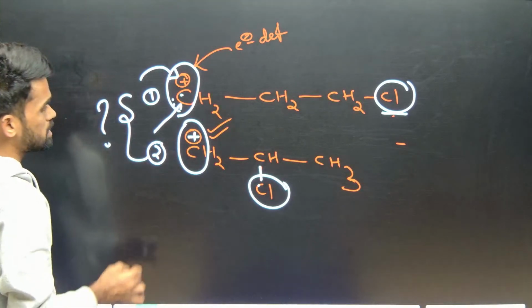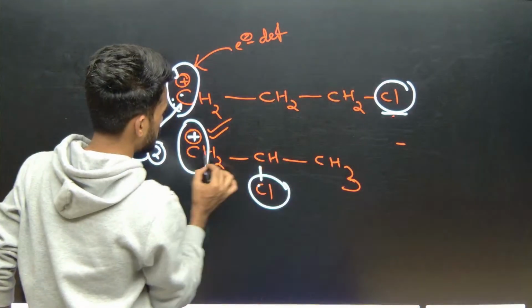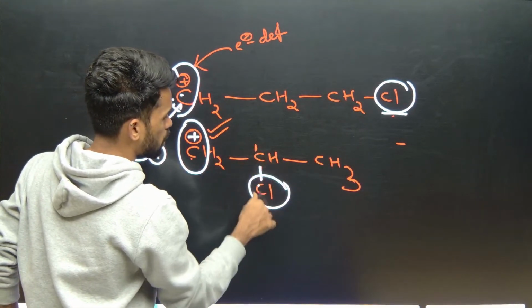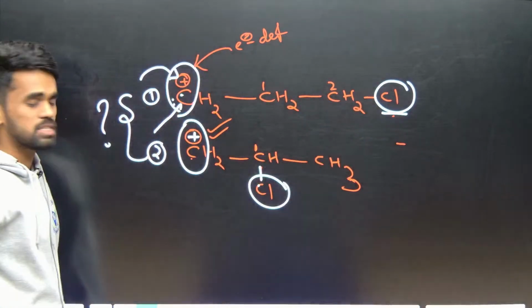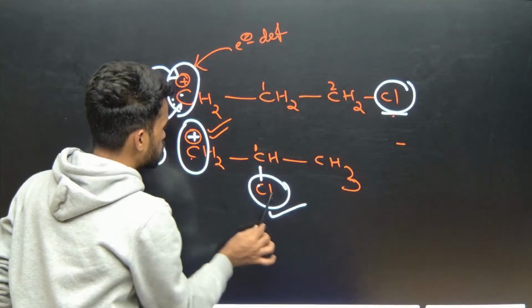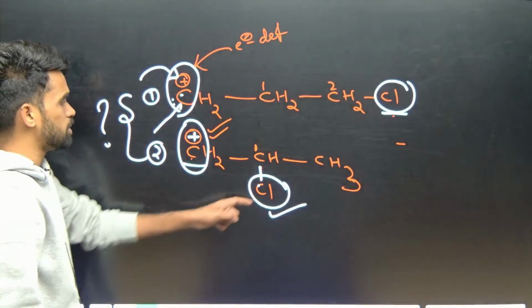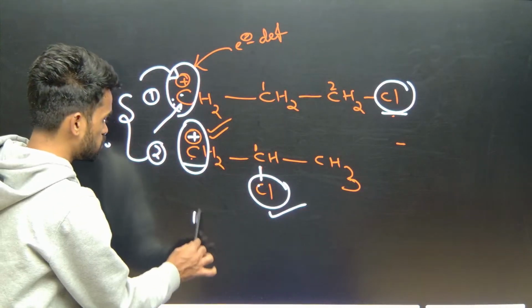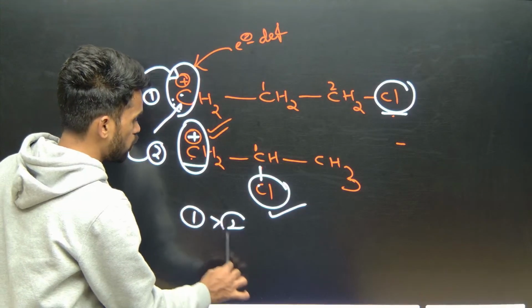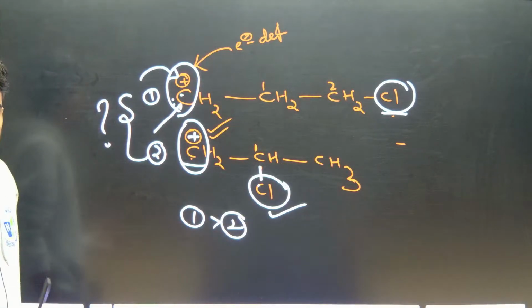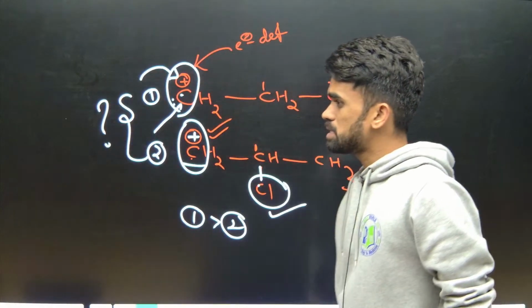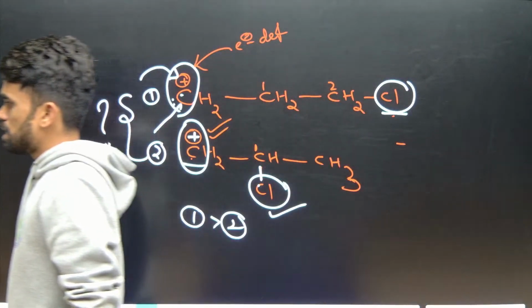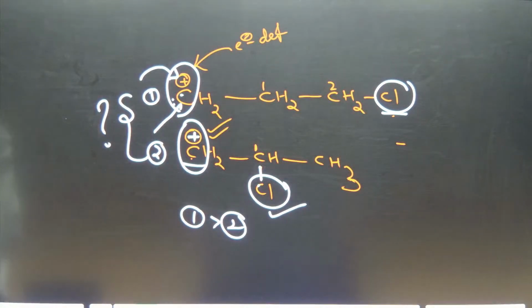So now what is the stability order? At the first carbon we have chlorine, and at the second carbon we have chlorine. Which is closer? This chlorine is closer to the carbocation now, so this will be less stable. So 1 is more stable than 2. I hope you got the concept of inductive effect and its application. If this concept is clear, just tell me in the chat box. If not, we will go with one more example, that is why I am asking.